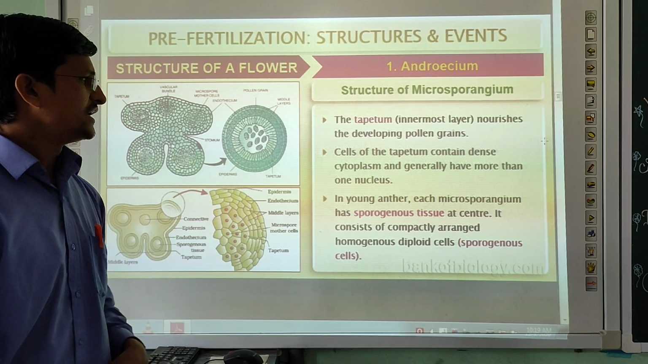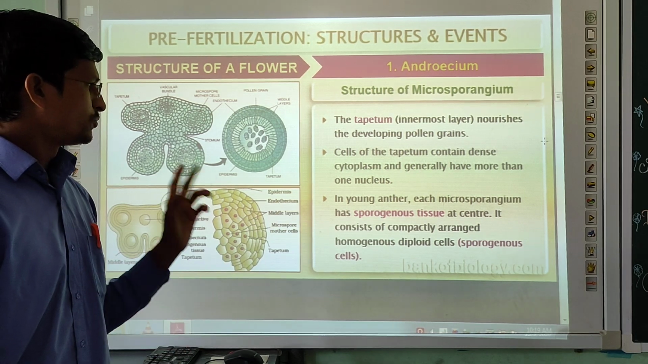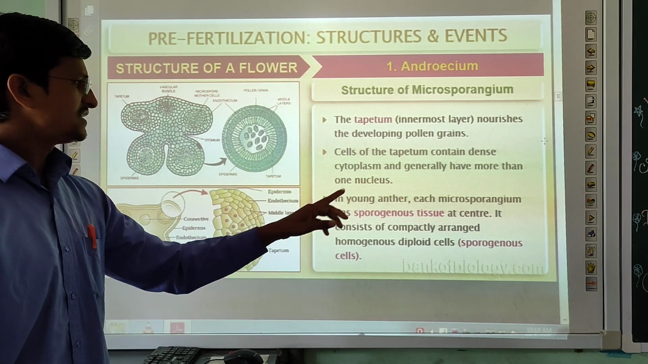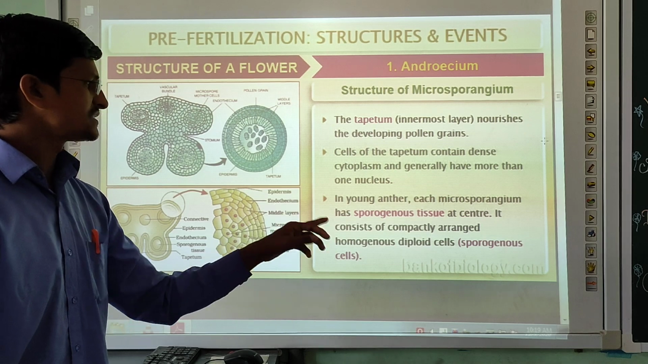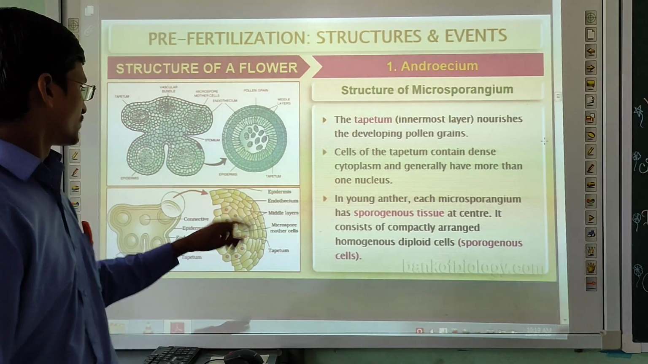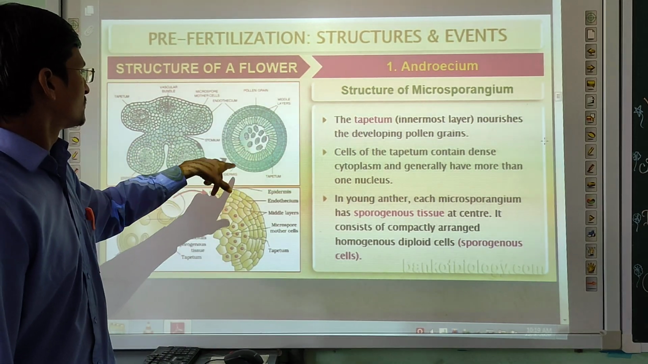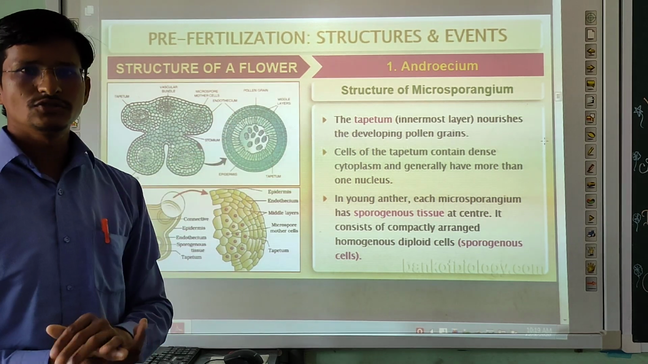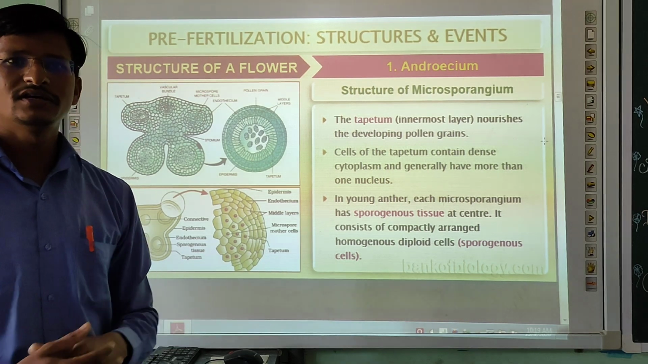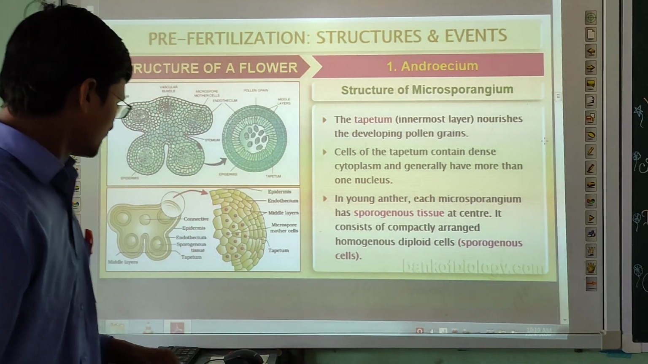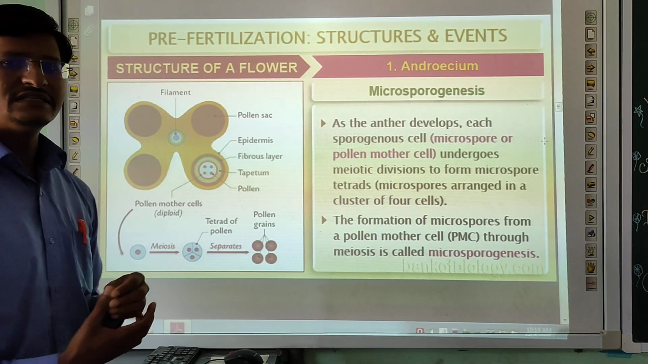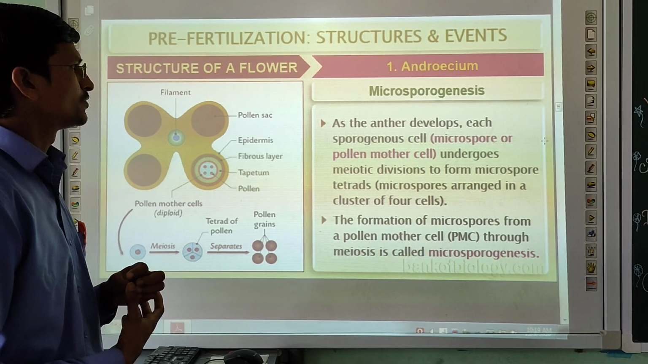In a young anther, each microsporangium has sporogenous tissue at the center, and it consists of compactly arranged homogeneous diploid cells. Diploid cells means two sets, the sporogenous cells. Inside, if you see the structure, they are sporogenous tissues, and they are diploid. So we generally call them diploid cells, the sporogenous cells. The process is called microsporogenesis.